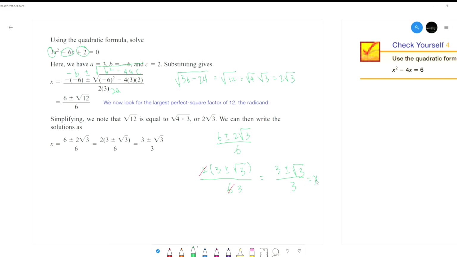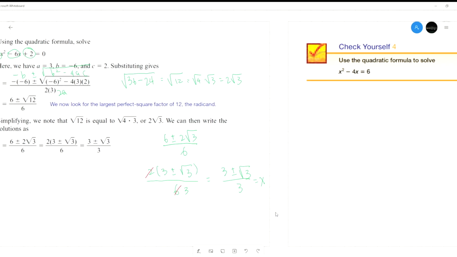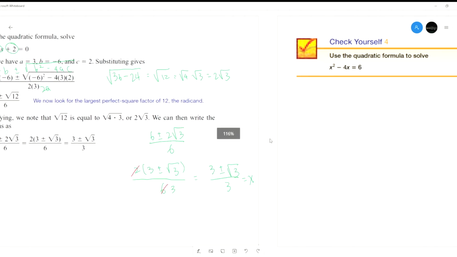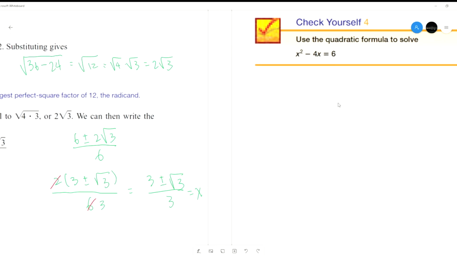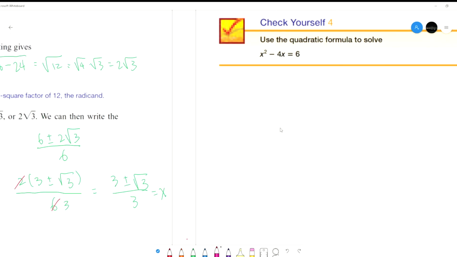Simplified. Okay, so I want you to practice this one, as you can see in the next problem here. I'll give you a few minutes. There's more on your own for the homework.